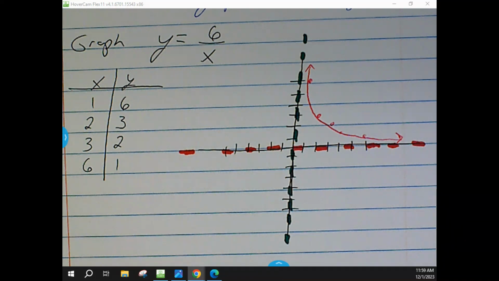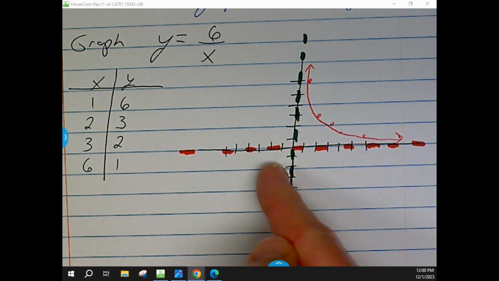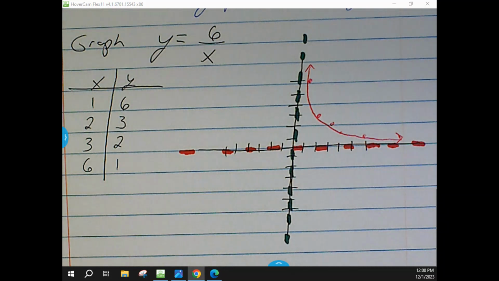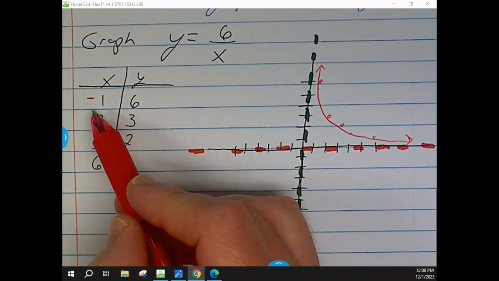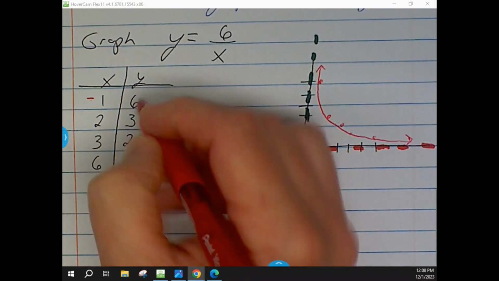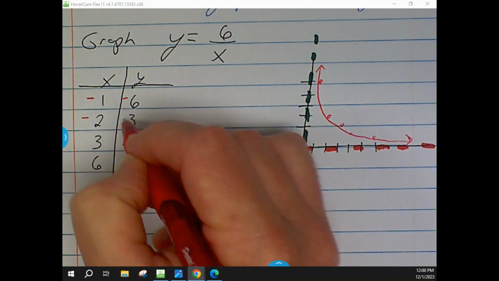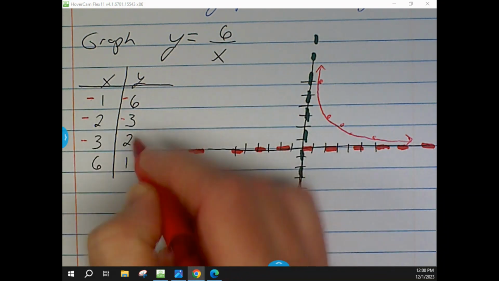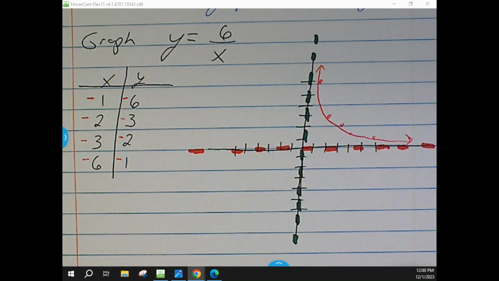Now, here's where we're going to make the work even easier. We've done x equals 1, 2, 3, 4, 5, 6 over here. You've also got to graph the negative side. But here's the great thing about this one. What happens if you take 6 and divide it by negative 1? Yeah, it's just going to be negative 6, right? So if you take 6 and divide it by negative 2, it's just going to make it negative 3. So if you make the x a negative, it's just going to make the y negative. So it's basically the exact same answers we had, just now they're both negative. So they're either both positive or they're both negative.